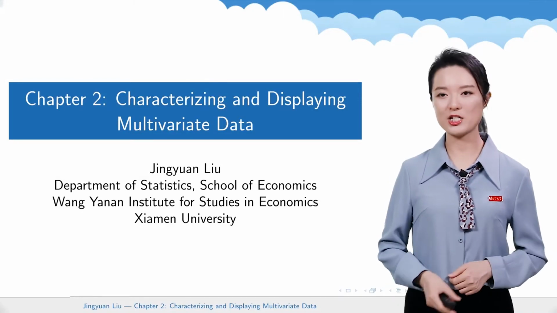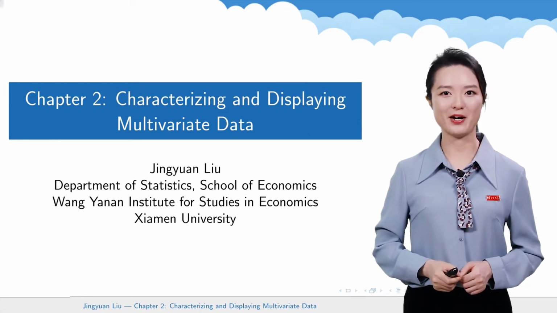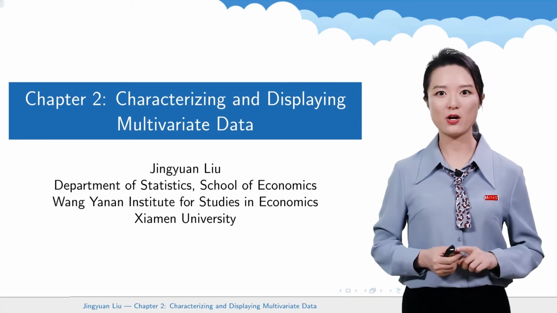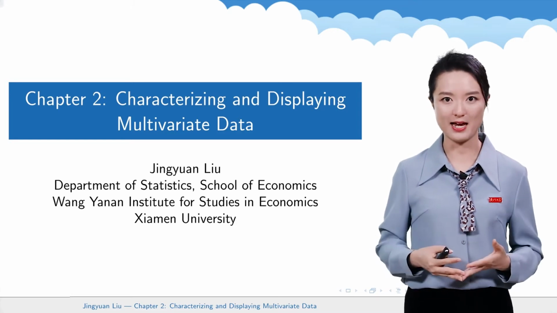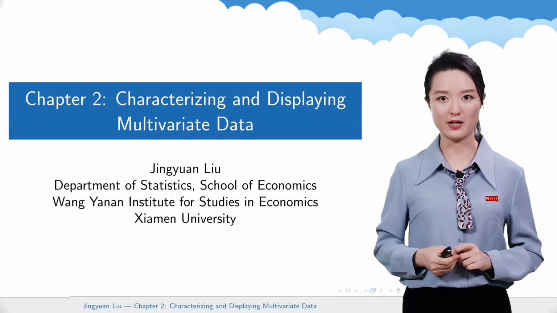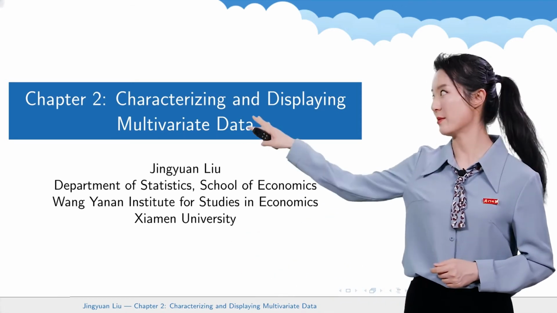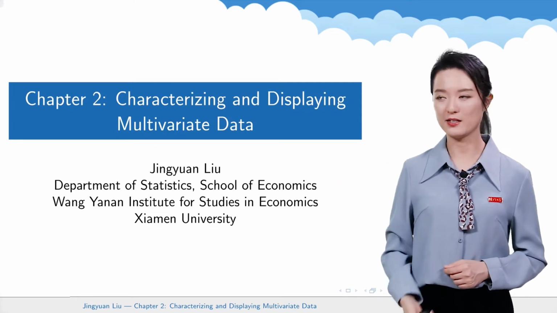So today let's start to discuss Chapter 2, Characterizing and Displaying Multivariate Data. From Chapter 1, you already know how to understand multivariate data, right? How to represent that. But how to extract useful information from multivariate data, this is the task of Chapter 2. So this is kind of the foundation for later chapters here.